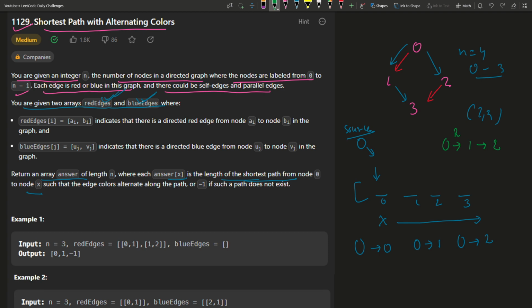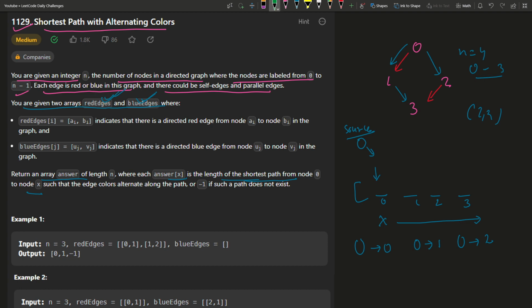Shortest path with alternating colors. You have to take such a path where the colors are not the same on adjacent sides. So here it should be blue, right? Again, you have to take a red. You can't take blue, right? This is the concept, or we can say the main problem inside this problem.